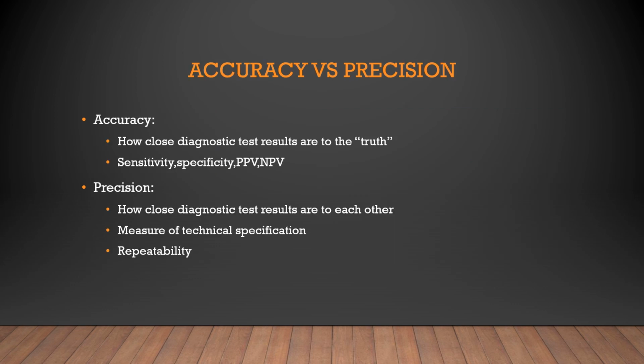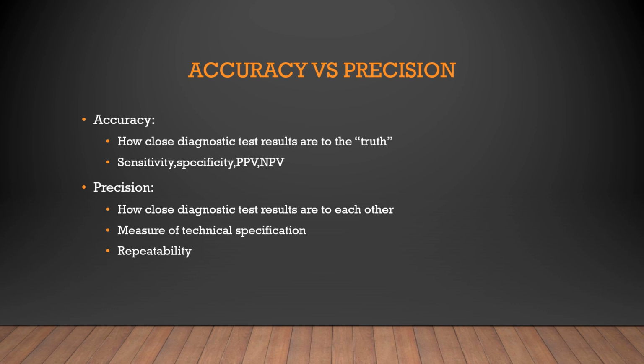Let us jump into the next few more words. Accuracy versus precision. Accuracy is how close the diagnostic test results are to the truth. That means how well it is predicting a true positivity or a true negativity. Both are important for us. You need to know for sure who do not have the disease as well as for sure who have the disease. So that is where your terms sensitivity, specificity, positive and negative predictive value come in.